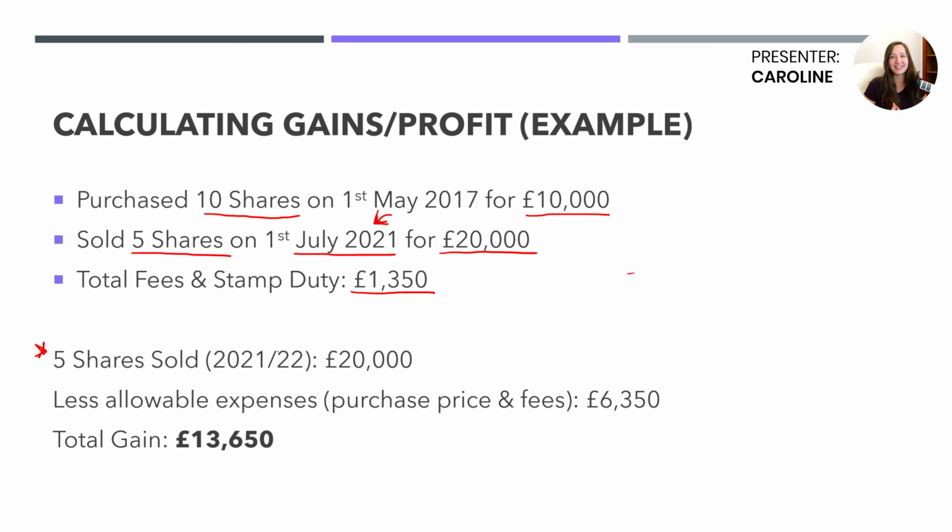£1,350. So 5 shares sold during the 2021-22 tax year for £20,000. And then we can take away, so less is like subtraction or deducting, the allowable expenses, which involve the purchase price as well as the fees that you were charged. So, for example, the purchase price in this case, since we're only selling 5 of the 10 shares, which were initially £10,000 in total for all 10, would actually be a £5,000 purchase price. And then we would need to add the total fees and stamp duty to that £5,000. So this is where the £6,350 comes from.